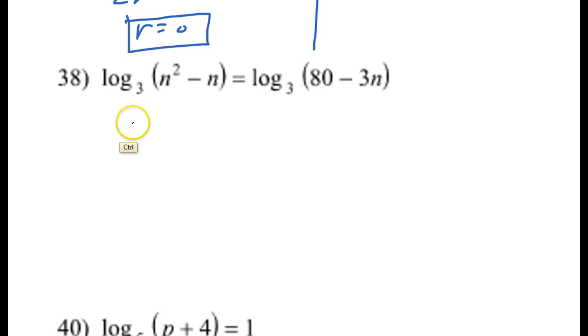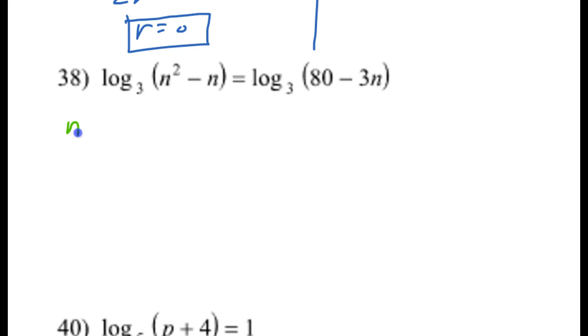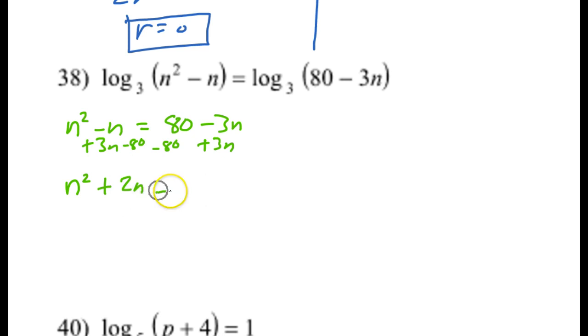Okay, number 38, same type of deal. The arguments should be equal to each other. So n squared minus n should equal 80 minus 3n. Let's see, adding 3n to both sides and subtracting 80 is going to give me n squared plus 2n minus 80 is equal to 0.